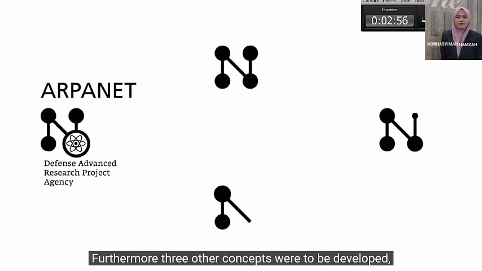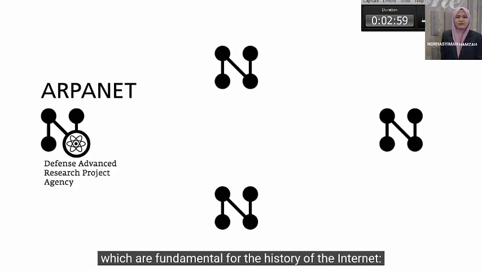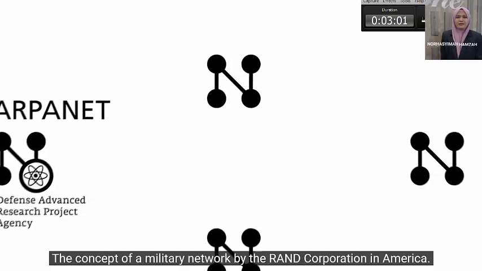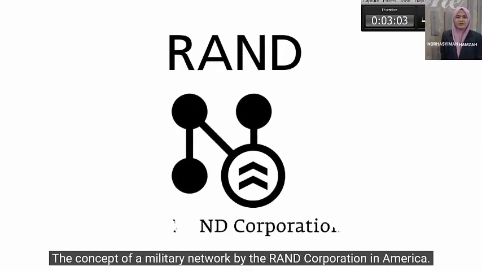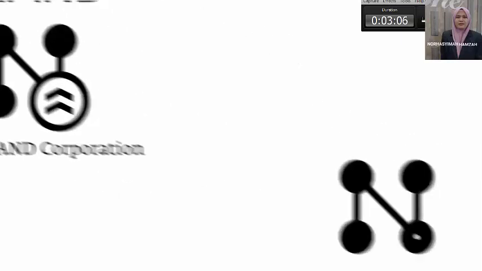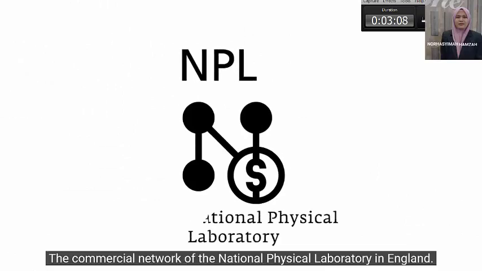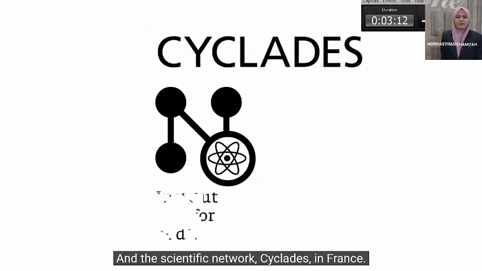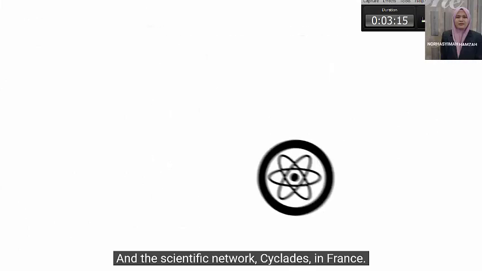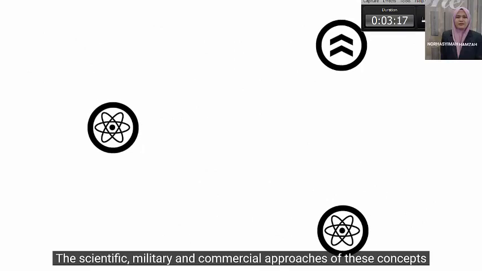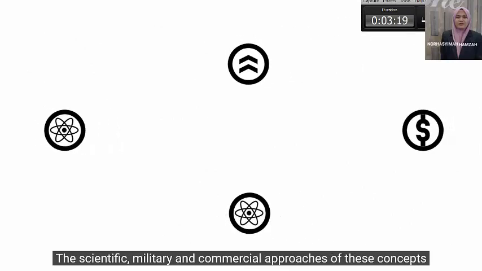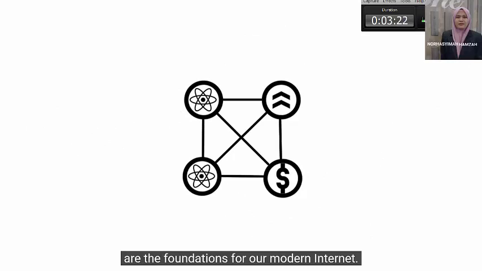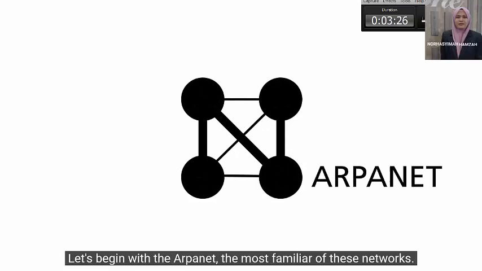Furthermore, 3 other concepts were to be developed, which are fundamental for the history of the Internet. The concept of a military network by the RAND Corporation in America. The commercial network of the National Physical Laboratory in England. And the scientific network Cyclades in France. The scientific, military, and commercial approaches of these concepts are the foundations for our modern Internet. Let's begin with the ARPANET, the most familiar of these networks.